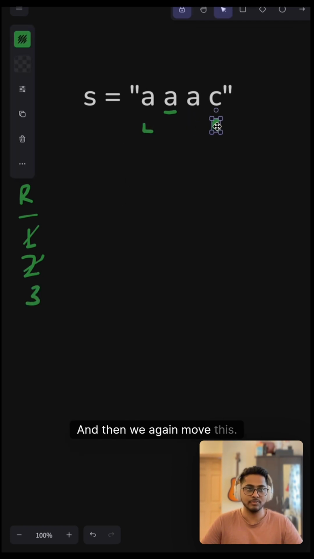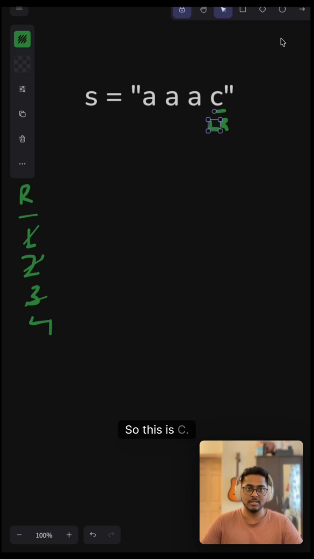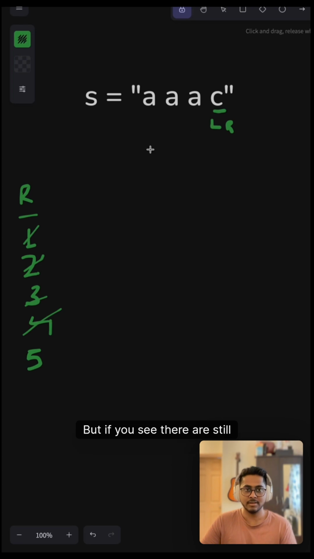And then we again move this, again not a palindrome, so we move our left and right back to this. So again, it's 4 now. And again, if we move towards these two, it will not be a palindrome. So this is C, our result will be 5 because C is a palindrome. But if you see, there are still palindromes left. For example, these two are a palindrome and these two are a palindrome. And this is because we only considered odd length as of now.